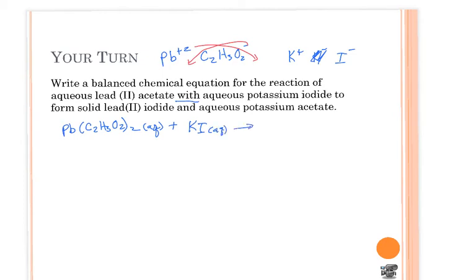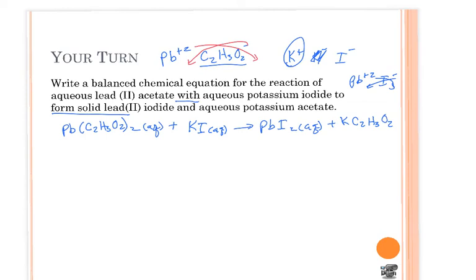Alright, and this is forming solid lead-2 iodide. Okay, so we have lead 2 and iodide, it's got -1. We crisscross charges, and we end up with PbI2. And this is also aqueous to give us potassium acetate. And the potassium has +1, and the acetate has -1. So we write it like so. Okay? And this is also aqueous.